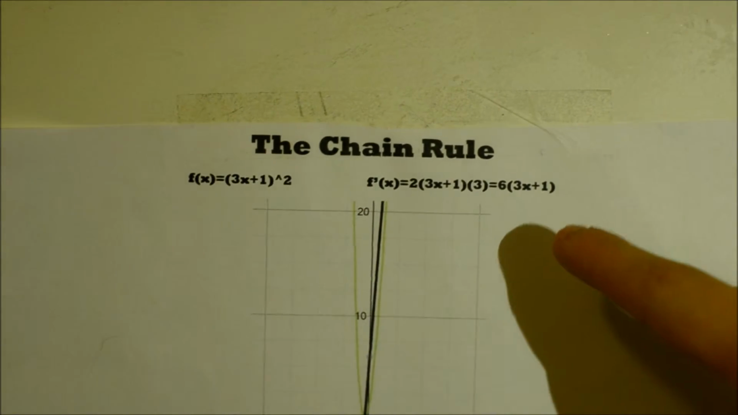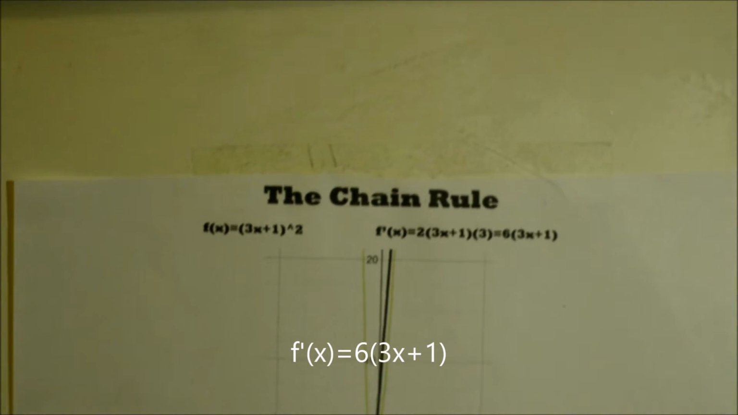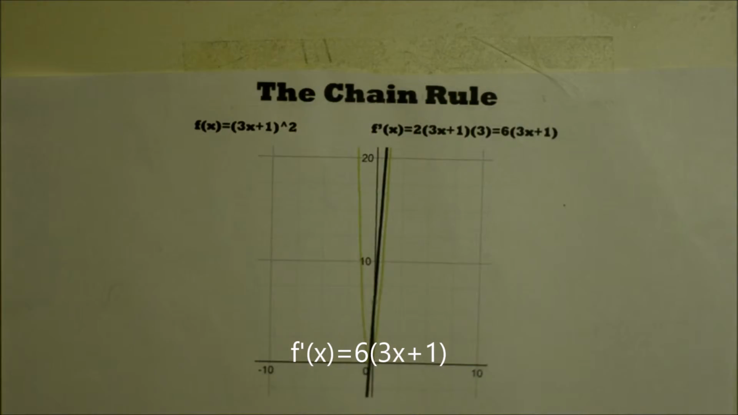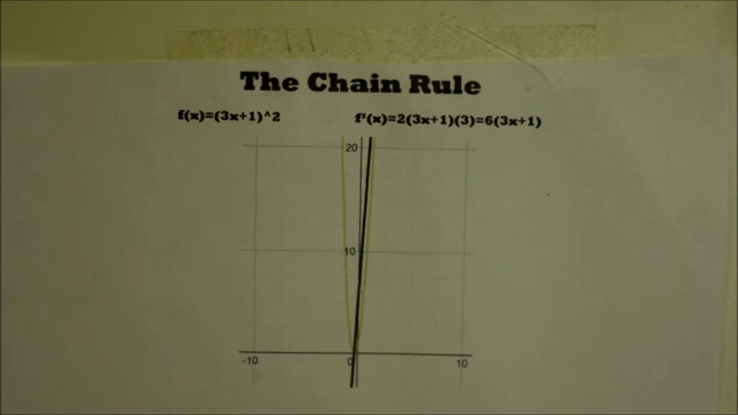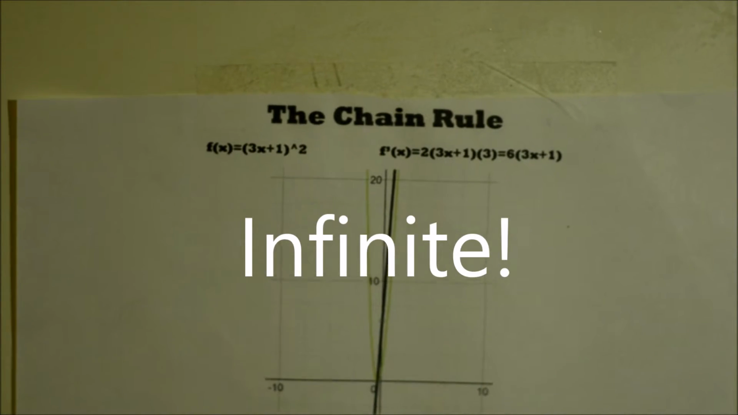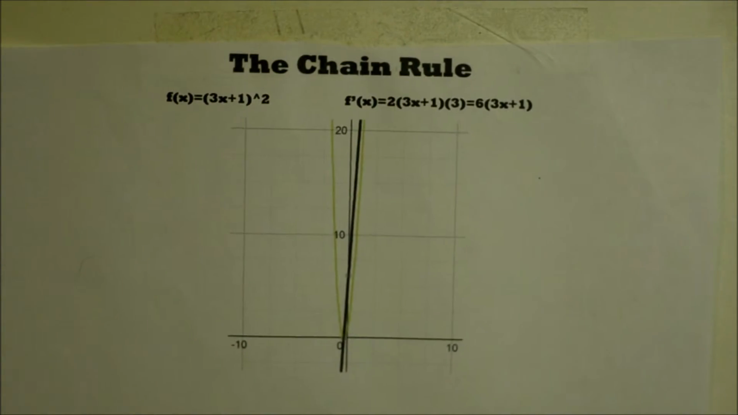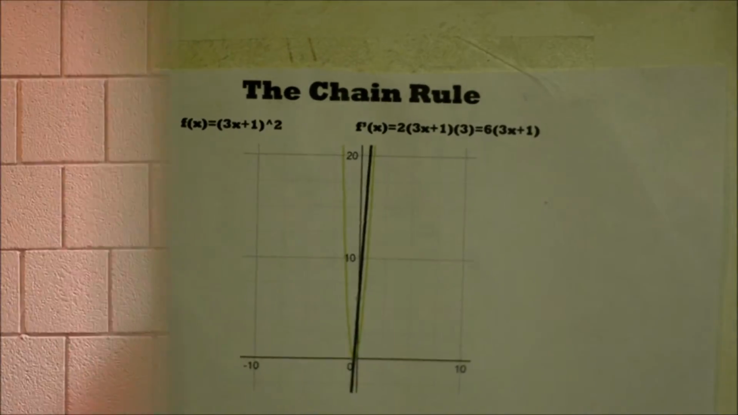Then, to make it all simple, you will combine like terms to get a final derivative of 6 times the quantity of 3x plus 1. This can be used 3, 4, or an infinite amount of times if there's a function within a function within a function within a function.